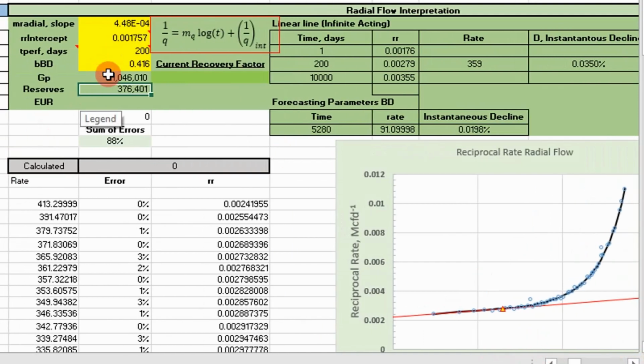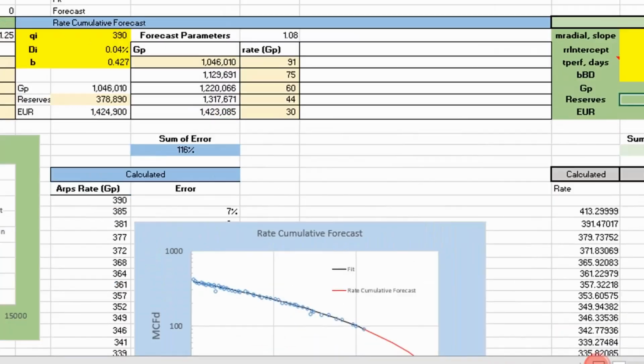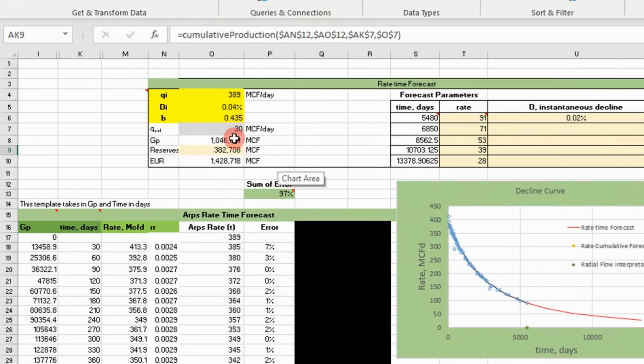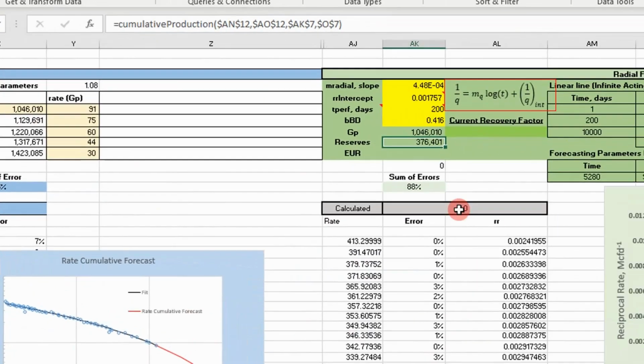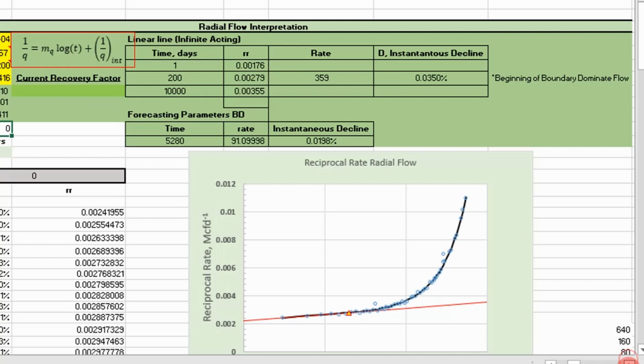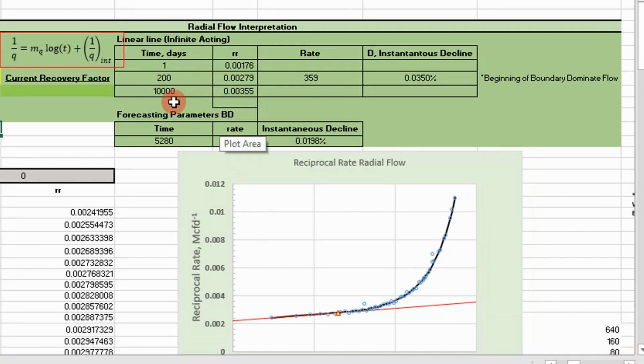So this is the same as the rate time interpretation, guys. The same process. The exact same thing as this. The steps to do this, we're duplicating it. And so here we have it. To calculate EUR, we just take our gas produced up to this point and add our reserves, and bang, that's our EUR. So check it out. That's it, guys. That's how you do a radial flow interpretation to predict EUR and reserves.